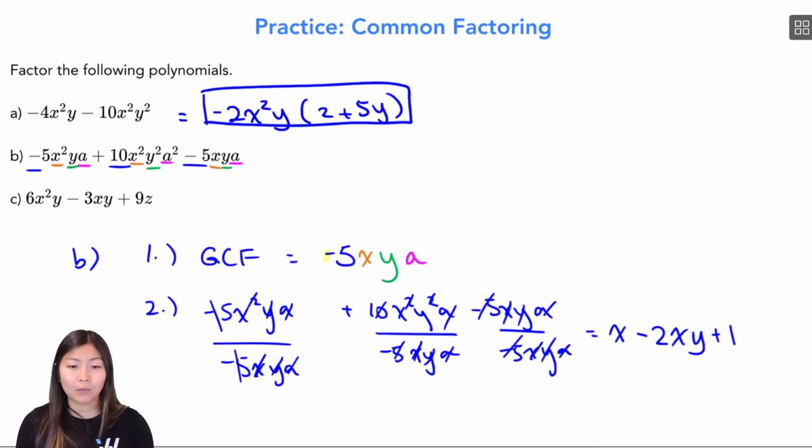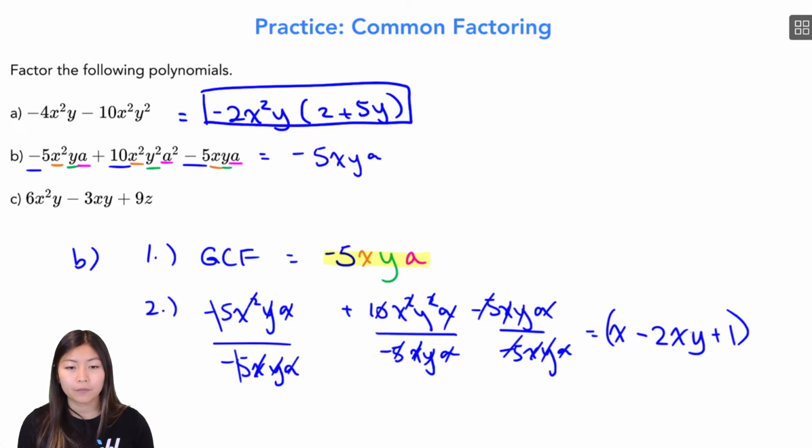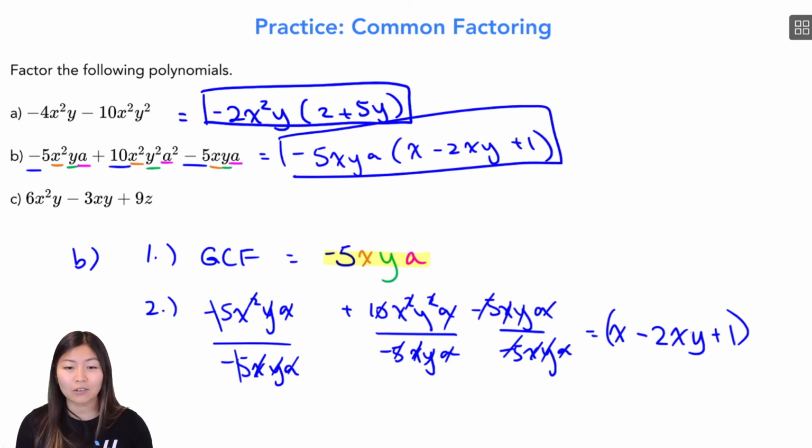So now we see that we have a GCF and what's left over after we divided by the GCF. So we can rewrite this whole second polynomial as the GCF times, in brackets, what's left over after we divided by the GCF. And that is the factored polynomial.